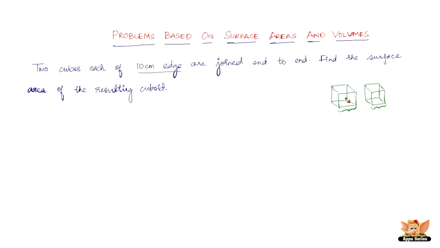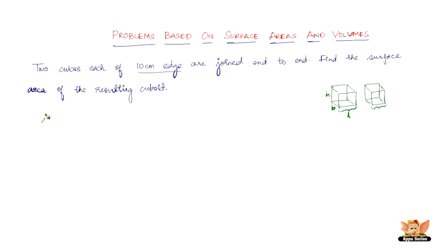Meaning, say if you take this as the L, and if you take this as the B, and if you take this as the H, L is going to become double. So the L is going to become 20 centimeters, the breadth is going to be 10, the height is going to be 10. So in that way it becomes a cuboid, and we have to find the total surface area of the resulting cuboid. So let's see how do we do that.